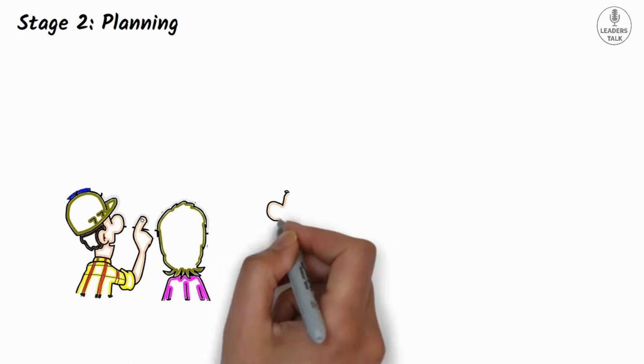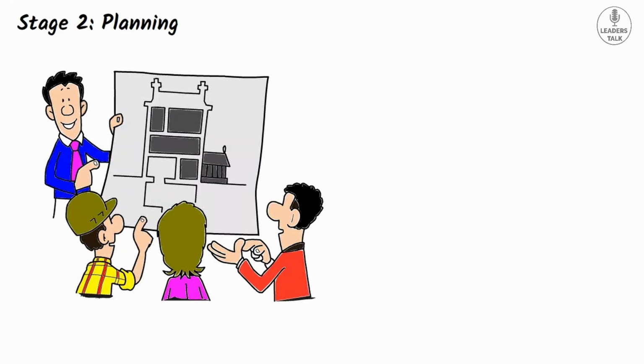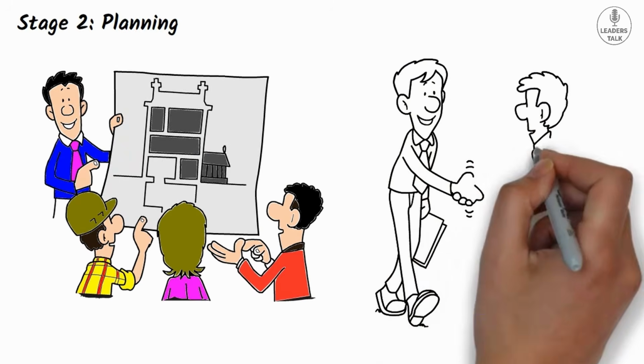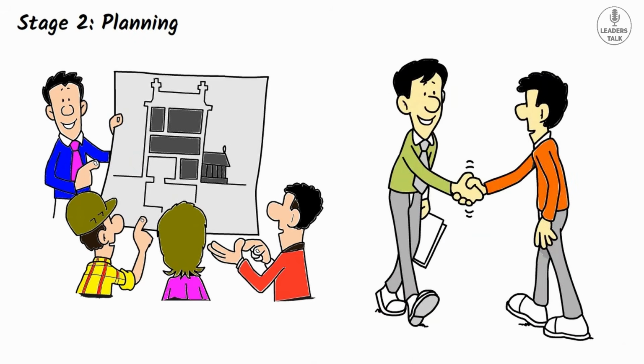Stage 2. Planning. During the planning stage, the project team develops a detailed plan that includes architectural designs, construction timelines, and cost estimates. They also secure necessary permits and approvals from local authorities.